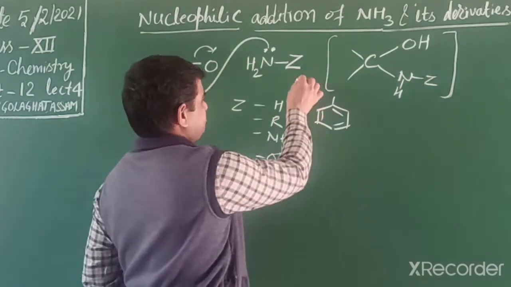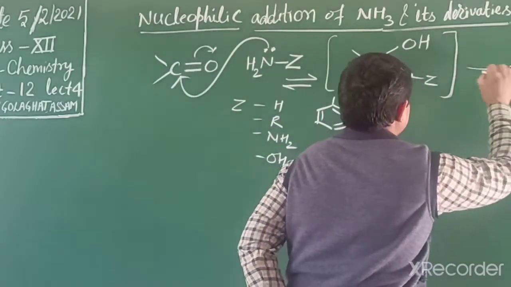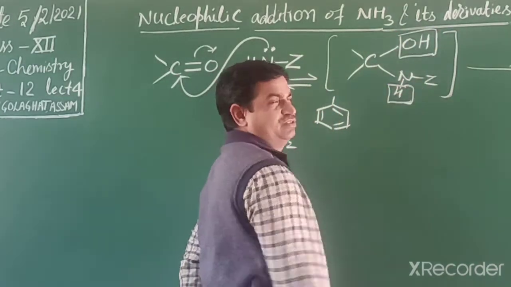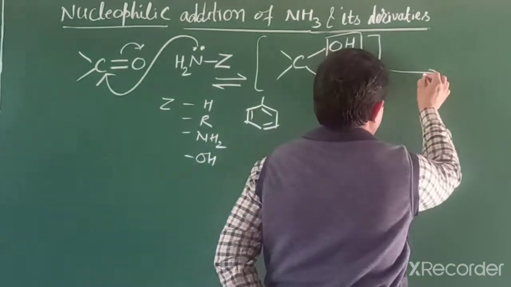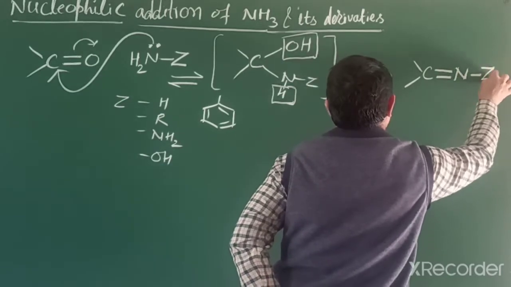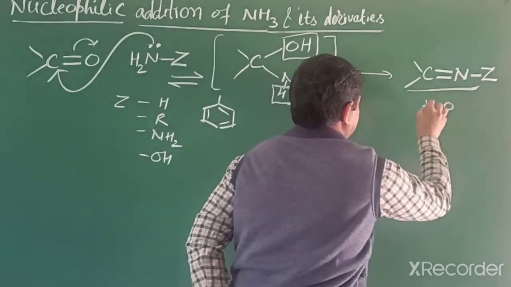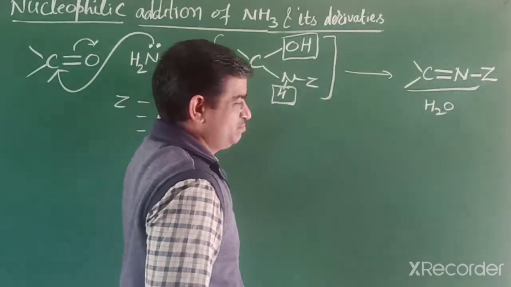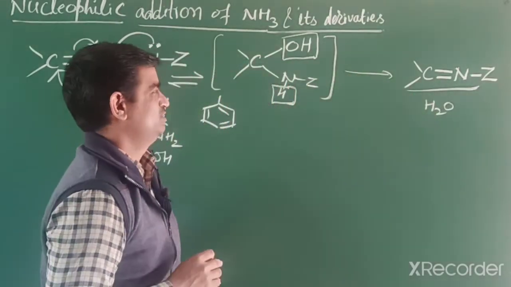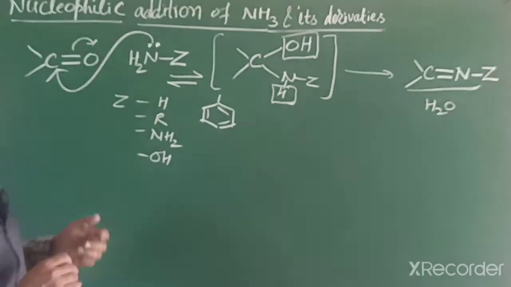After that, on slight heating, a water molecule is released and we get a product like this type. The product forms and water is released. This reaction favors the product side easily because water is easily removed in this reaction. The different products have different names, and we will explain them one by one.